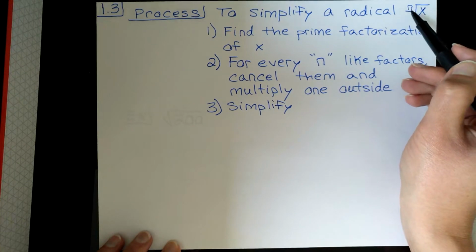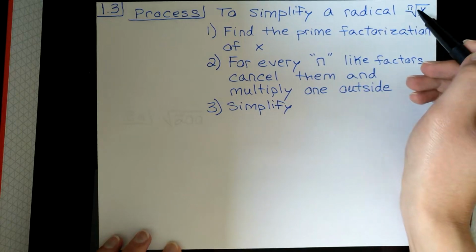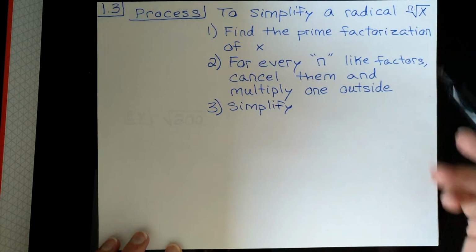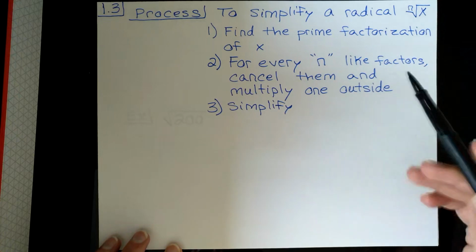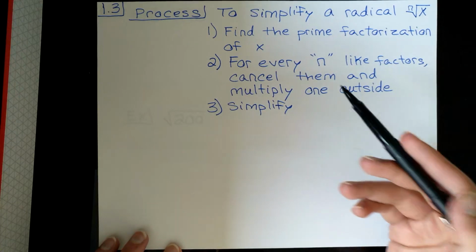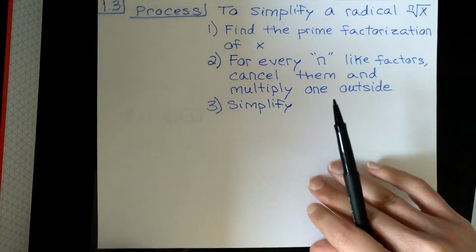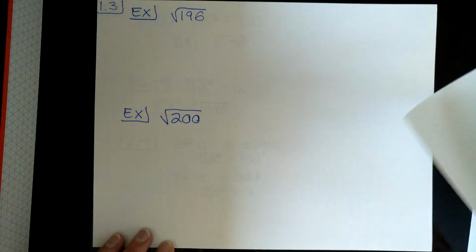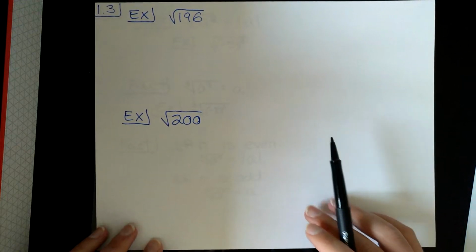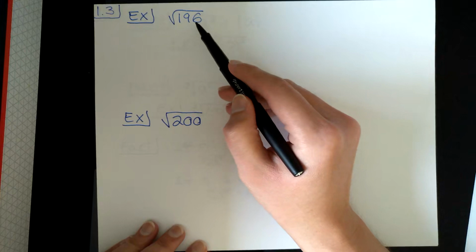So whatever radical index we have, if it's a square root and it's a 2, or a cube root and it's a 3, then we look for that many of the same number multiplied together inside of the radical, and that tells us how many we need to cancel inside of it to multiply one to the outside. And from there, once we've done that, we will simplify, and we're done. Now that sounds really complicated, but it's something that you've probably done before getting into this class. So, we have the square root of 196.